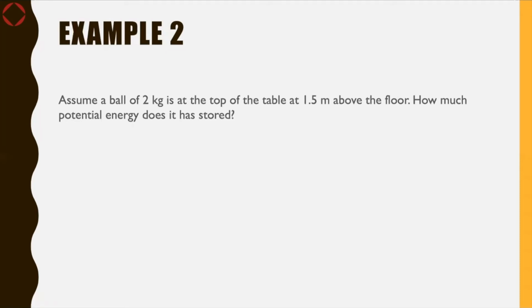Assume a ball of 2 kilograms is on top of a table that is 1.5 meters above the floor. How much potential energy does it have stored? Okay, the mass is 2 kilograms, the distance that you are moving it is 1.5 meters. Now, the direction of the intended motion would be up and down. What is the force that is generating this motion? Well, it's gravity. Gravity is pulling it straight to the ground. Another way of saying gravitational force is weight.